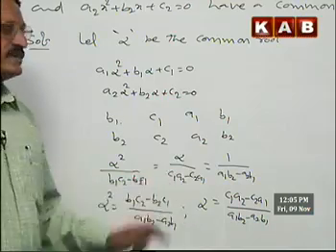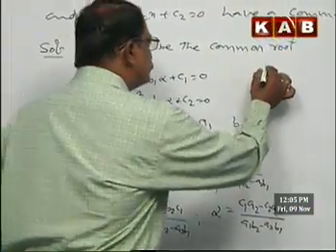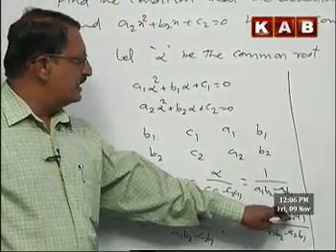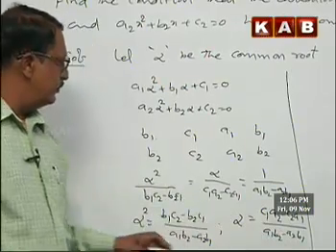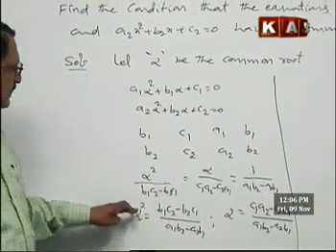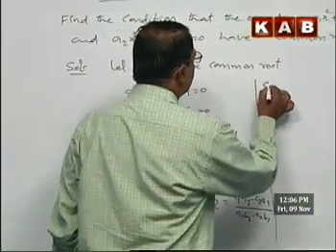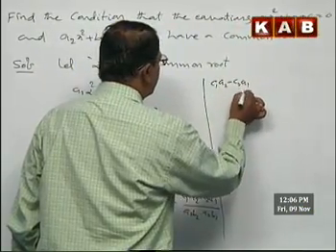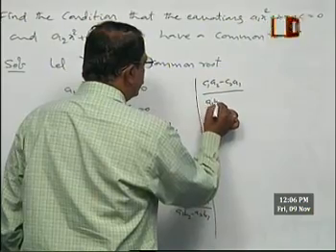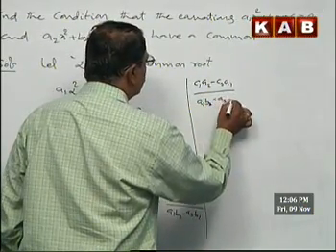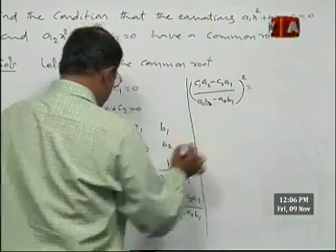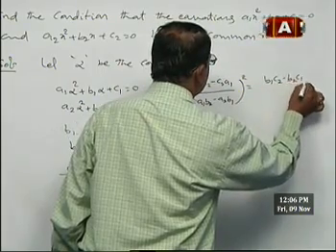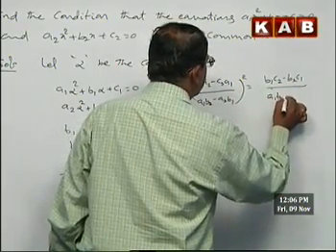Now, from these two equations, eliminate alpha. The value of alpha equals to c1 a2 minus c2 a1 by a1 b2 minus a2 b1. Substituting in the first equation in place of alpha, we get c1 a2 minus c2 a1 by a1 b2 minus a2 b1 whole square equals to b1 c2 minus b2 c1 by a1 b2 minus a2 b1.